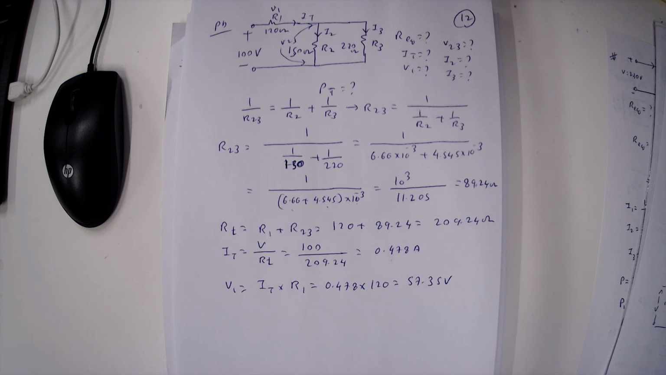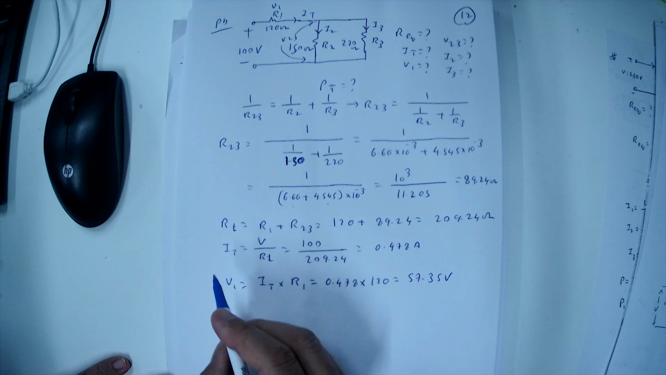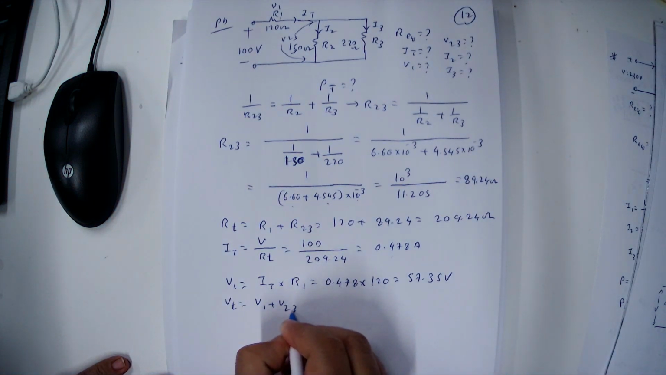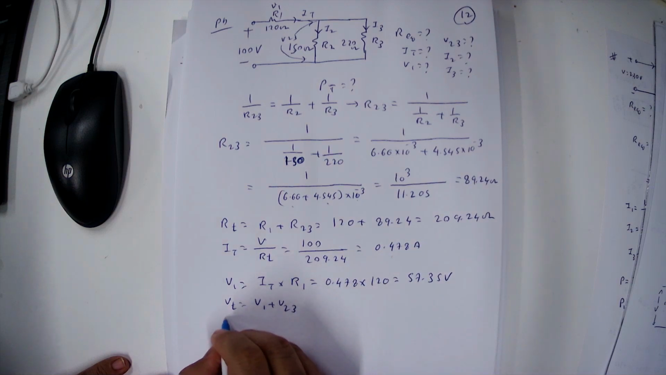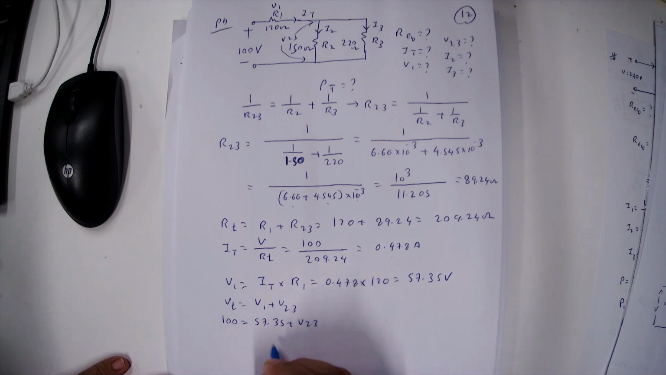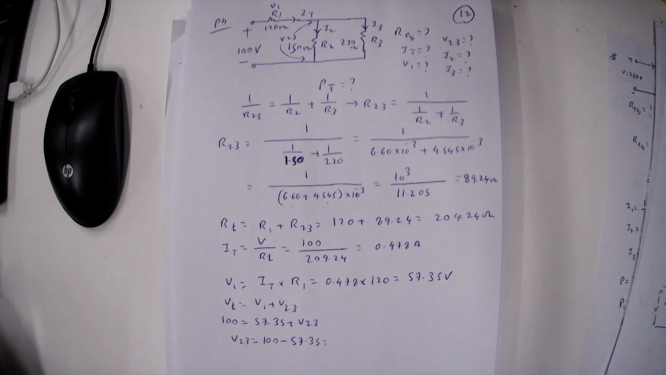We also need to calculate the voltage drop across the R2 and R3. In this case, we can calculate by two ways. Because the total voltage VT equals V1 plus V23, VT value is 100, V1 is 57.35, then we calculate the V23. V23 equals 100 minus 57.35, you got 42.64 volt.